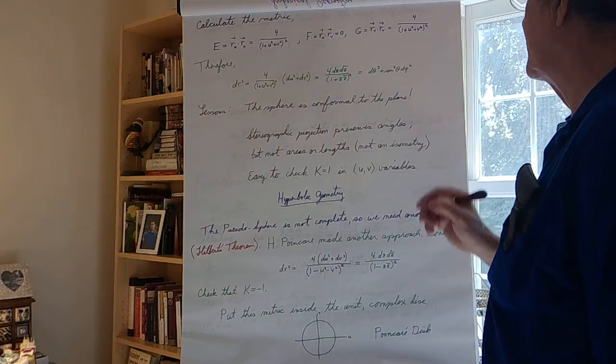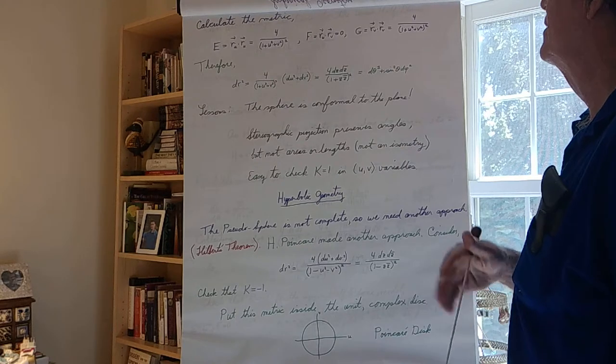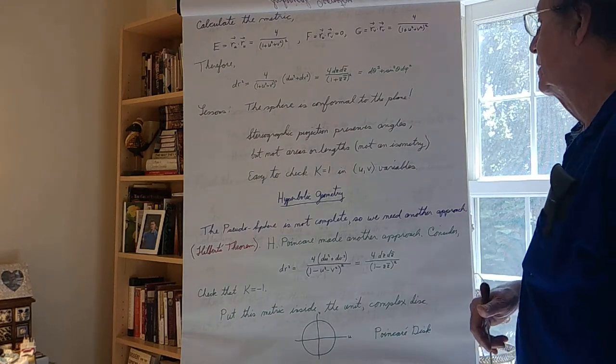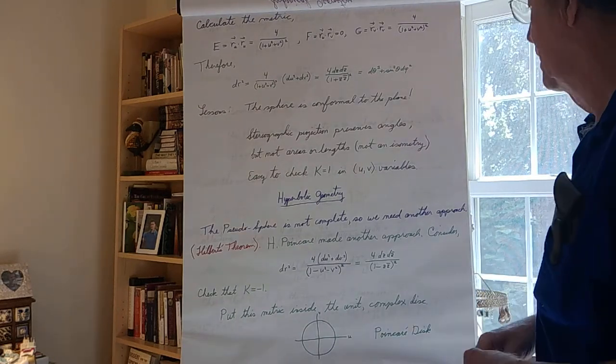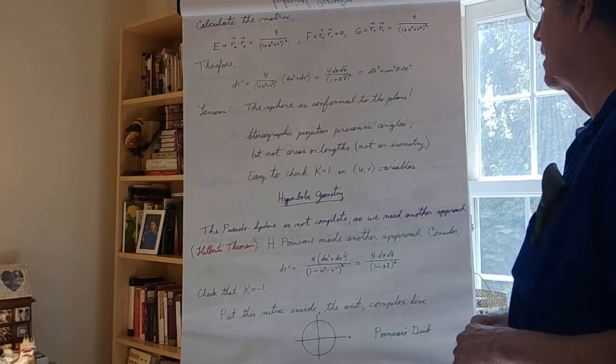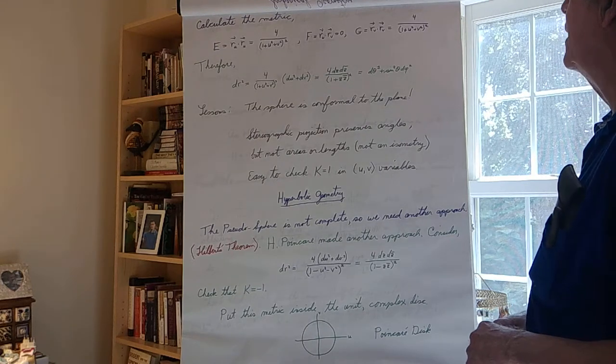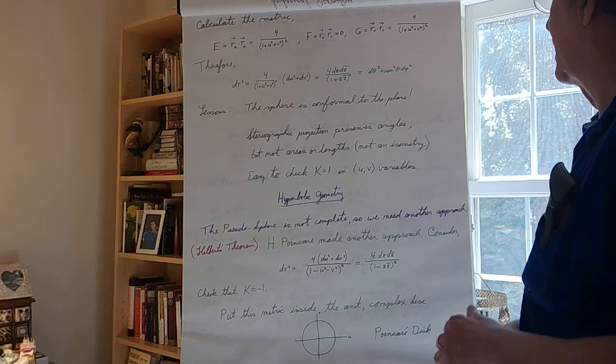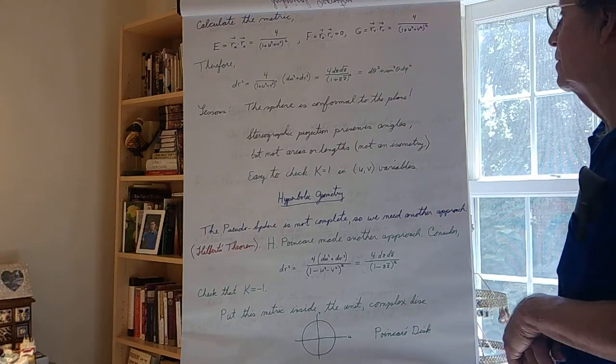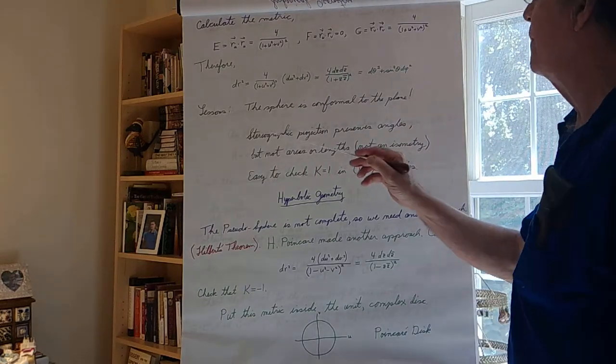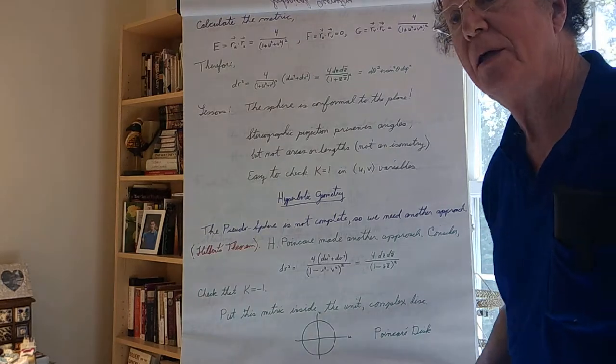It's easy to check that k is equal to 1 in these variables. Just plug it into Gauss's Theorema Egregium and you've got it. Or you can do it many different ways. It's good to be able to do it in a number of different ways. Remember that it's a stereographic projection.